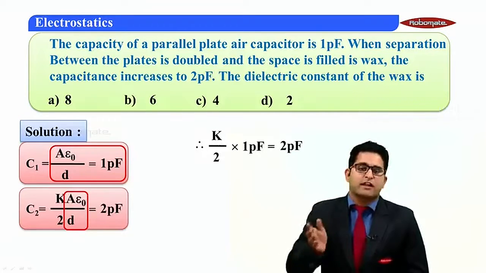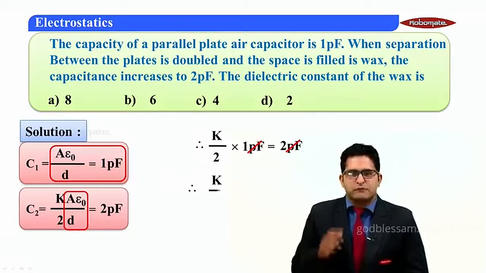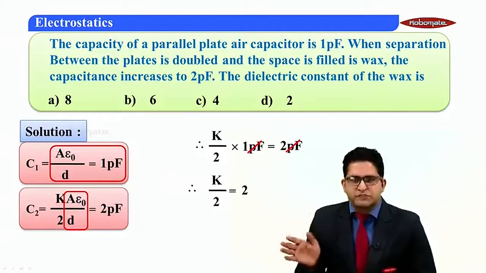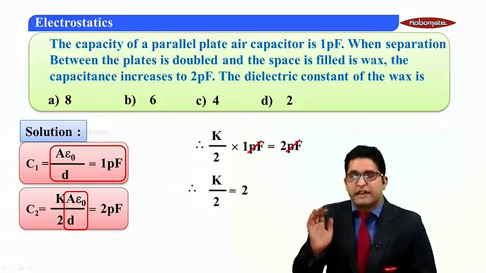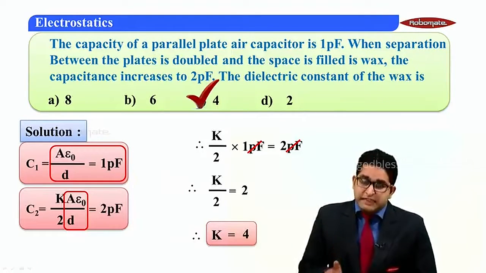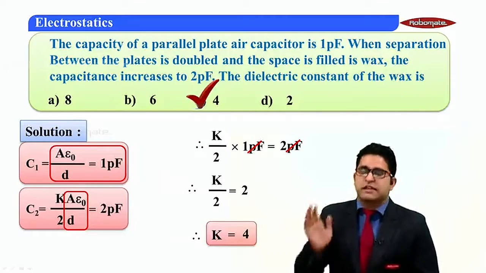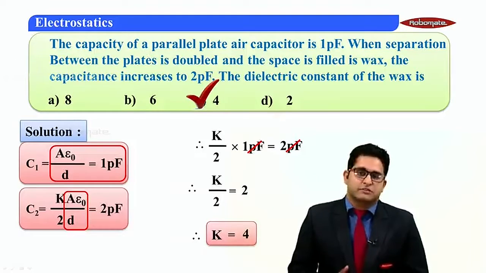So I can say the picofarad unit will get cancelled out, right? So I'll finally get K by 2 is equal to 2. So I'll transfer 2 to the right hand side. So what will I get? I'll get the final value of K equal to 4, right? So students, in this case, the value of the dielectric constant of the wax is 4, and which option is correct? Yes, option C is the correct answer, right?